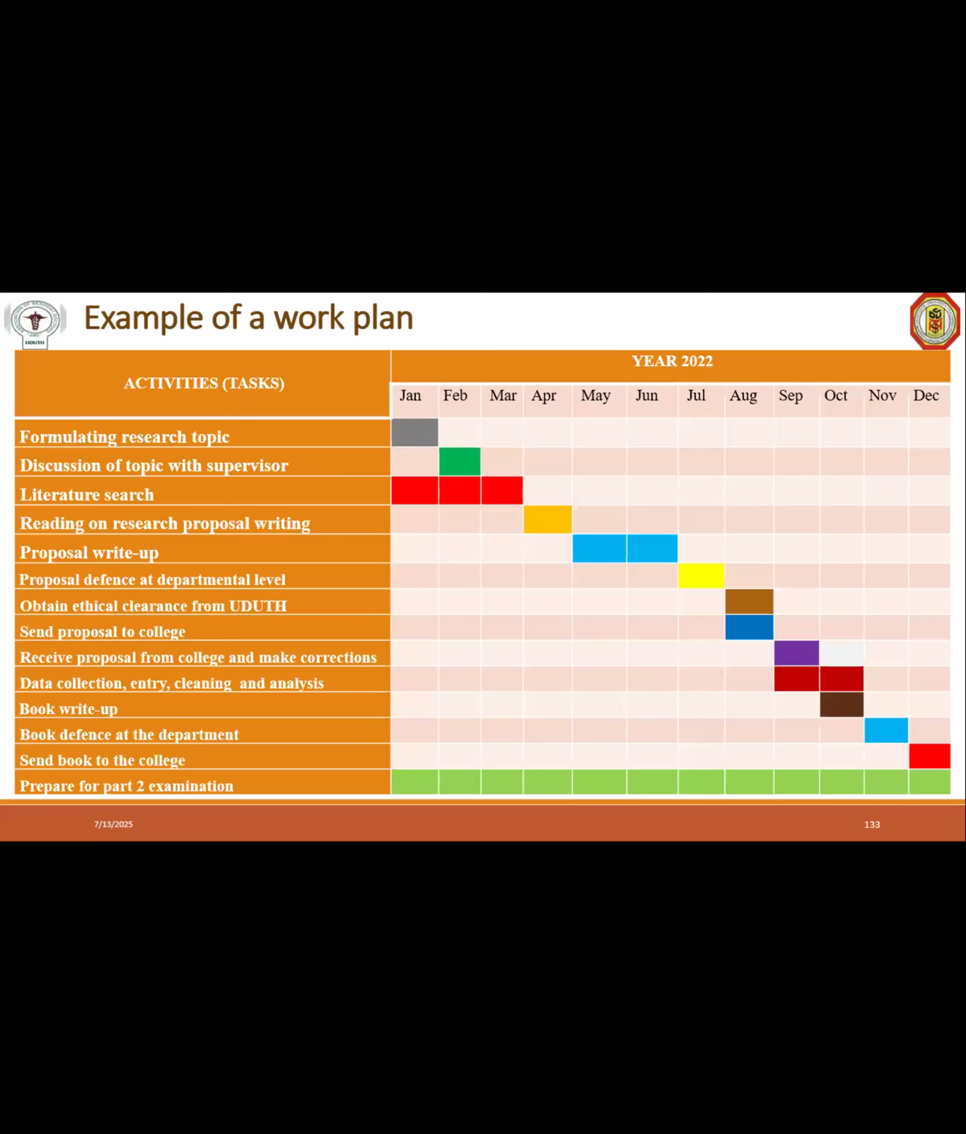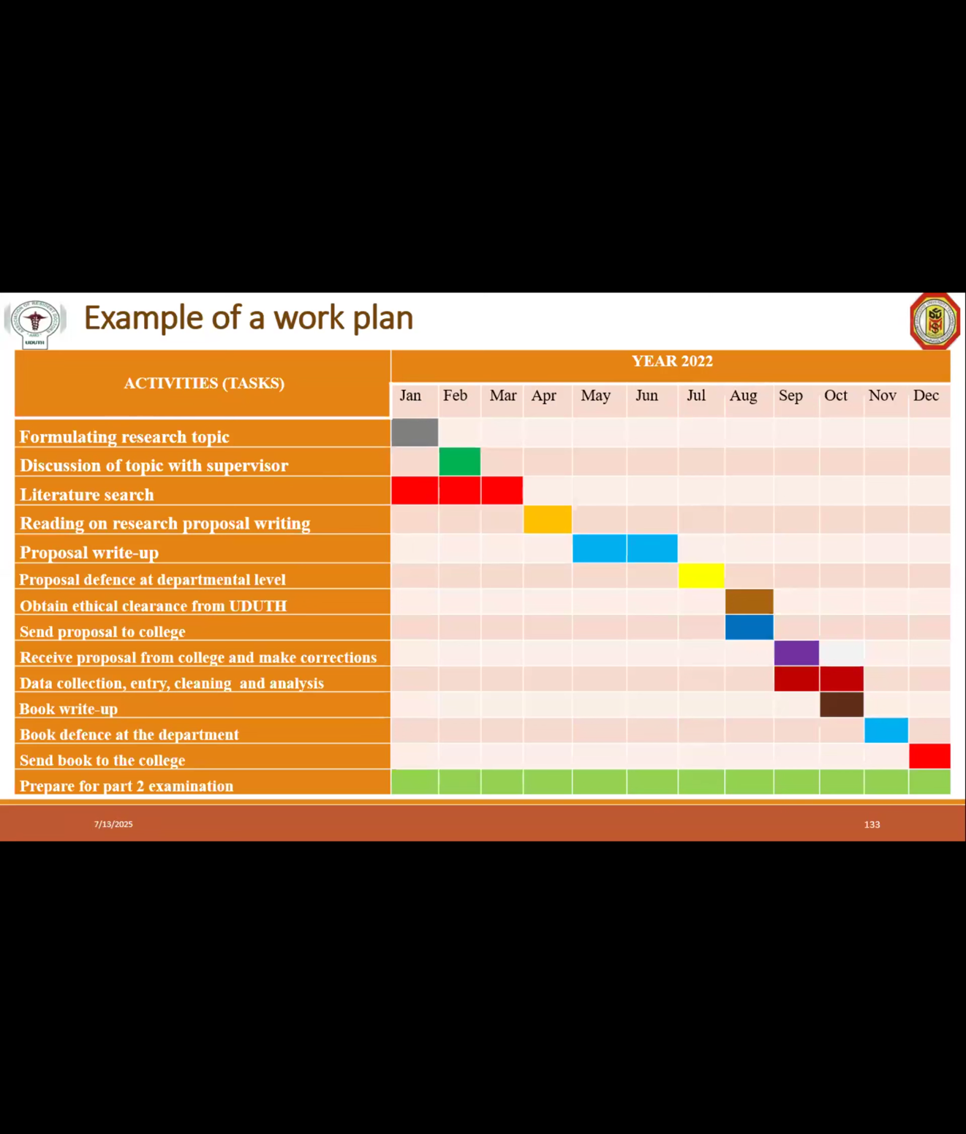So this is an example of a work plan. You see in the year 2022, these are the activities or tasks that were conducted. Number 1, formulating research topics. So formulating the research topic was done in January. Then in February, discussion of the topic with the supervisor. Then literature search from January up to March.